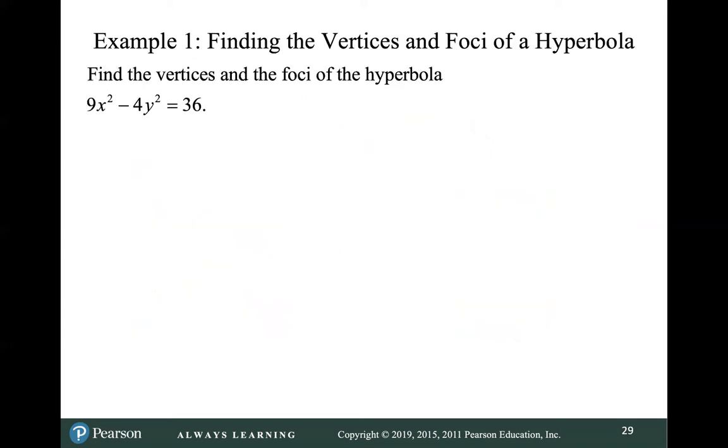Okay, so let's look at some examples. First, we want to find the vertices and foci of the hyperbola. So I'm going to remind myself by drawing a quick picture. Find the vertices and foci of the hyperbola. Well, I know that I need this set equal to 1, so I'm going to divide everything by 36. We get x squared over 9 minus y squared over 4 equals 1.